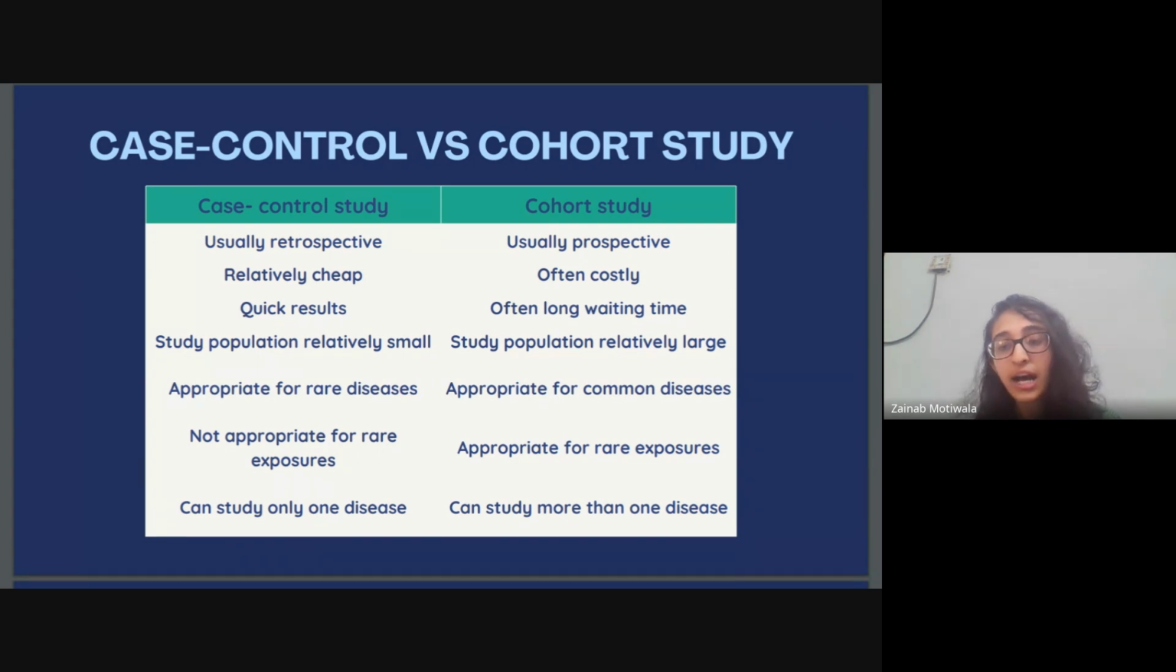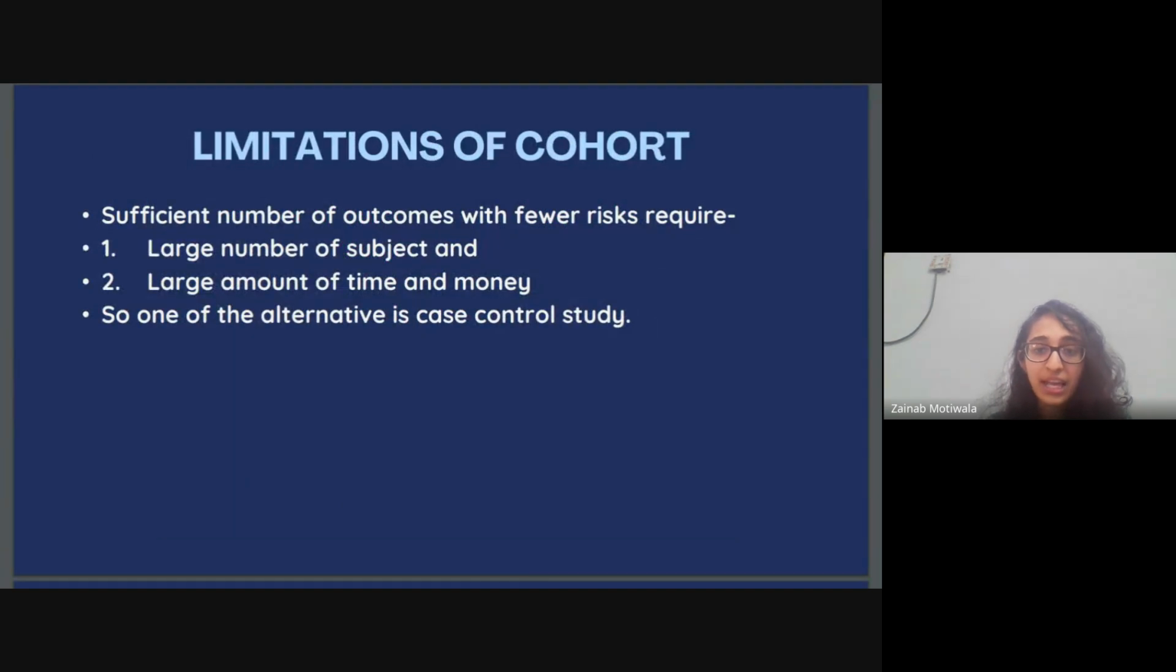Cohort is more appropriate for common diseases. It is always prospective, although we spoke about the types in relation with time, but prospective in its study design, starting from exposure to outcome, and usually it's more costly and takes more time. So those are a few of the disadvantages associated with cohort studies. We've already discussed the limitations here.